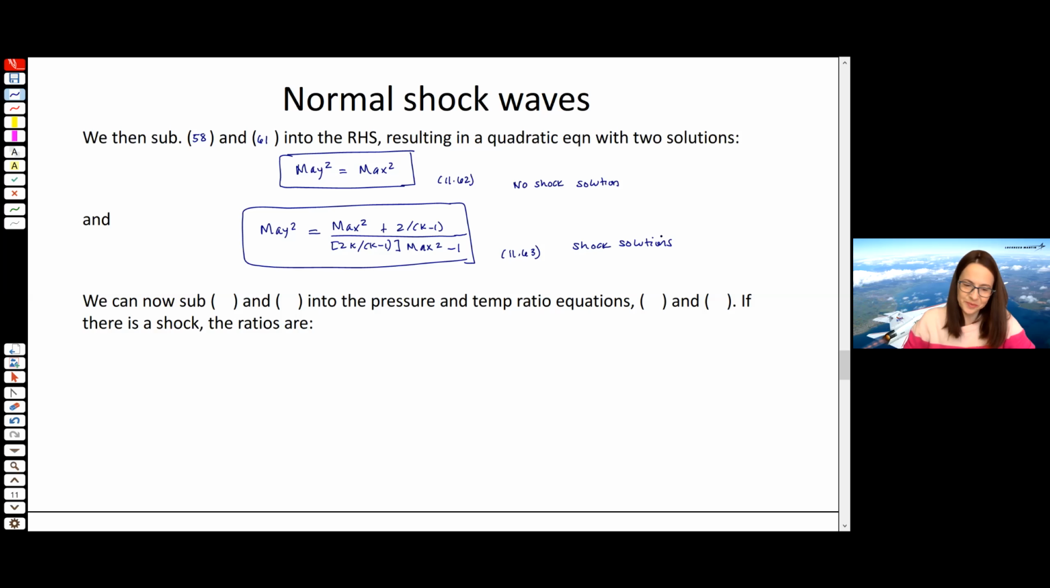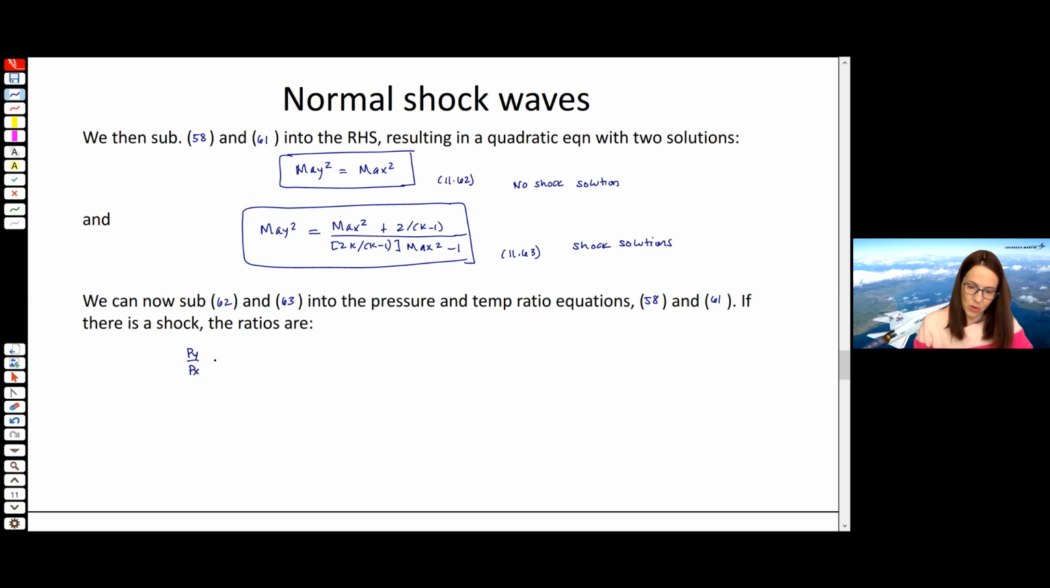All right, we're almost there. We want to do the same thing for other ratios. It's wonderful to have the ratios of these thermodynamic properties upstream and downstream of a shock, but it's much more useful if we have them just in terms of one Mach number, the upstream Mach number. So now we're going to go ahead and derive those other relations. We're going to sub 62 and 63 into the pressure and temperature ratios that we derived, 58 and 61. If there is a shock, then those ratios are written as follows.